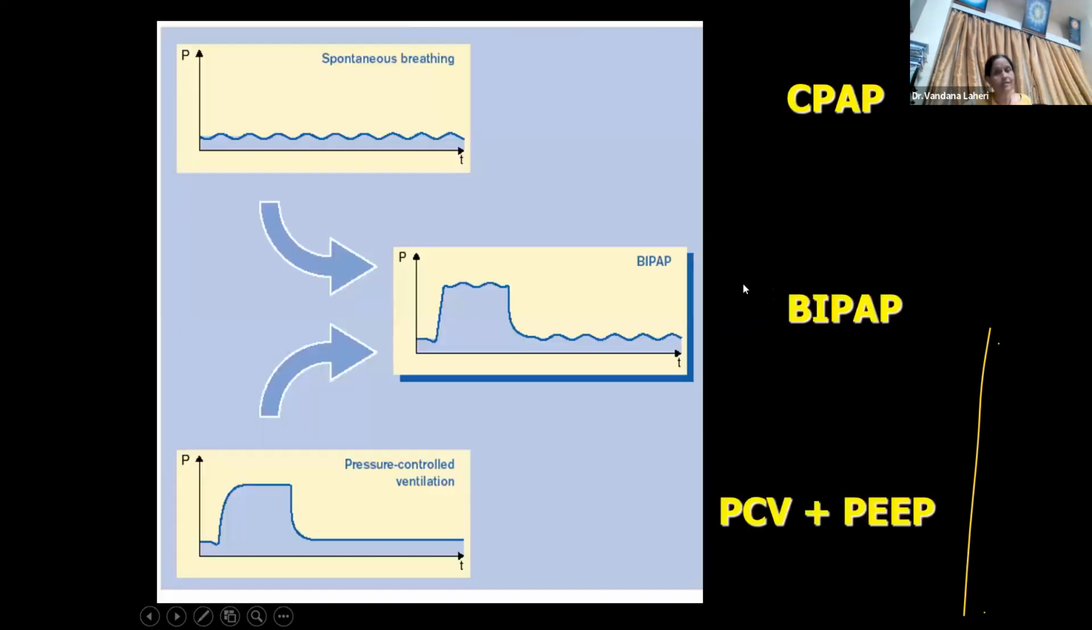Now what is this? We have all learned of BiPAP. What is BiPAP? This is CPAP. Pressure time curve. This is our pressure control ventilation with PEEP. This is how the graphic will look. Now when the patient is allowed to breathe spontaneously during the inspiratory time, you call it BiPAP. So this is CPAP, this is PCV plus PEEP and this is BiPAP.